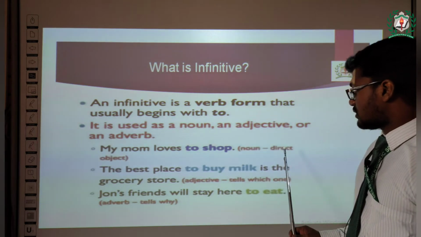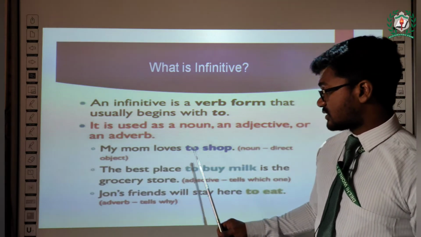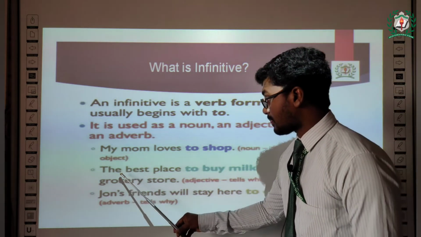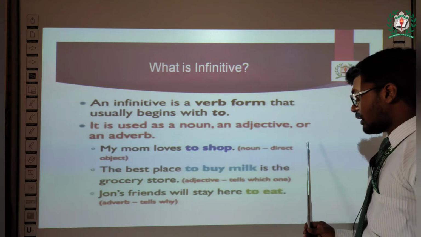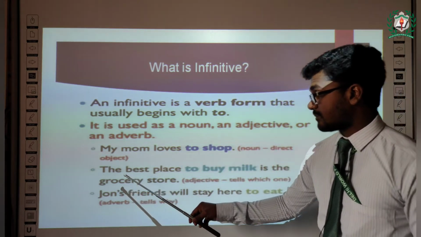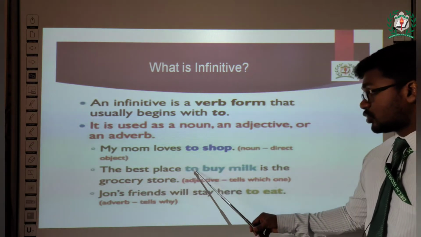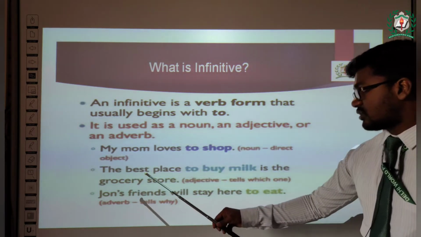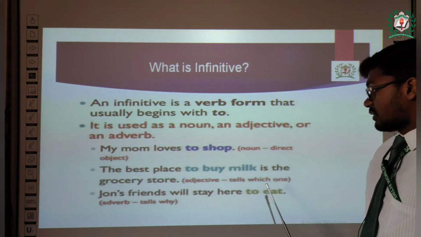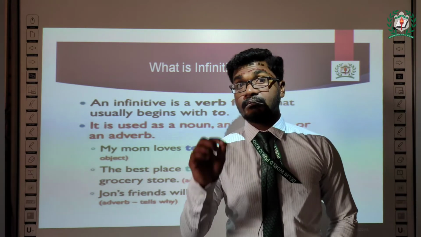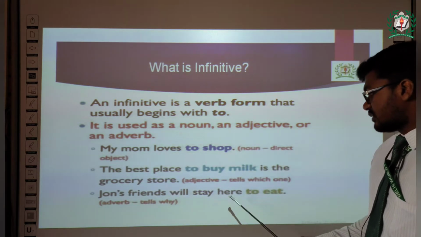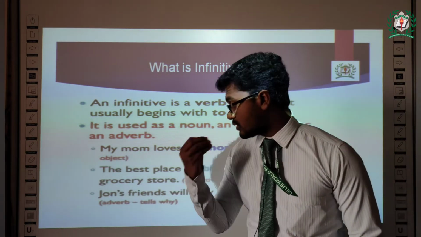Here it is a noun, used as a direct object. Indirect object means another object will be there. Okay, let's see. The best place to buy milk is the grocery store. Here it is an adjective, tells which one to buy. Milk to buy, right? Next, John's friends will stay here to eat. For what purpose? To eat.